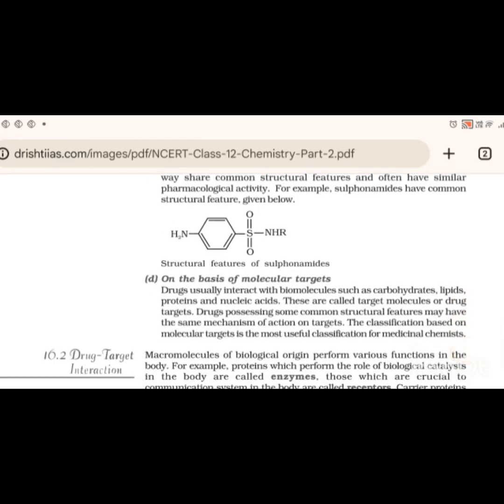On the basis of molecular targets, drugs usually interact with biomolecules such as carbohydrates, lipids, proteins, and nucleic acids. These are called target molecules or drug targets. Drugs possessing some common structural features may have the same mechanism of action on targets. The classification based on molecular targets is the most useful classification for medicinal chemists.